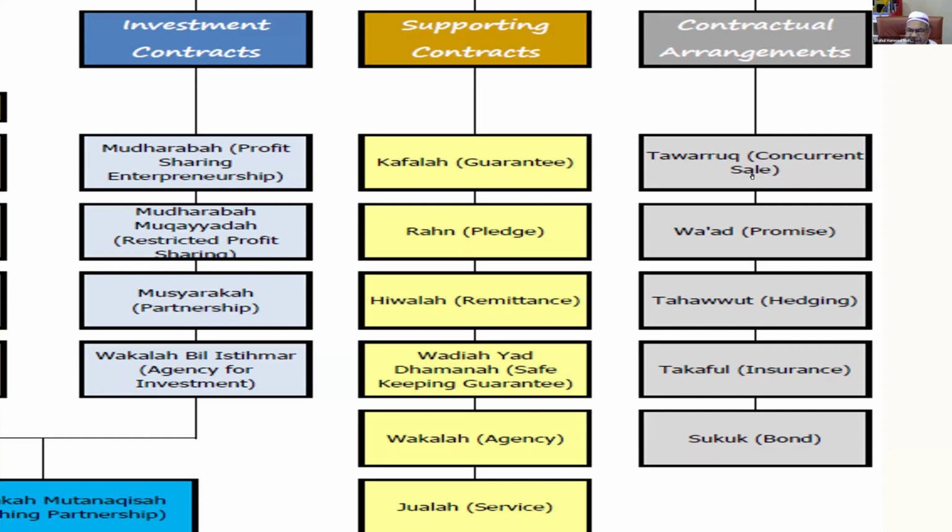Tawarruq also, AAOIFI didn't allow it at first, and now they are looking at it again, but Tawarruq has been allowed. It actually was allowable, but the way they do it, Taqi Usmani said it's not halal. There are a lot of controversies, but this is a real need for cash financing. And then there's a promise, wa'd, but this must be made by one party only. Supposing there are two parties, A and B, doing a contract, the promise must come only from one side.